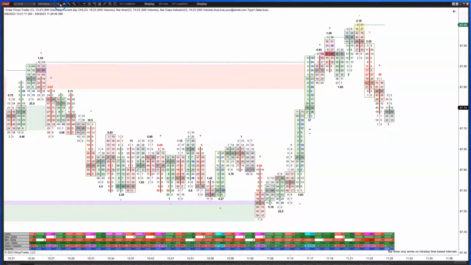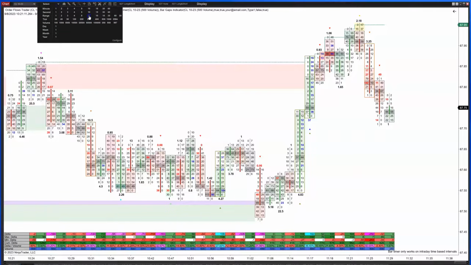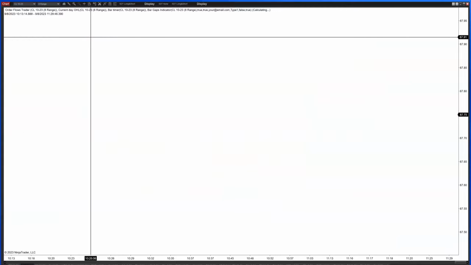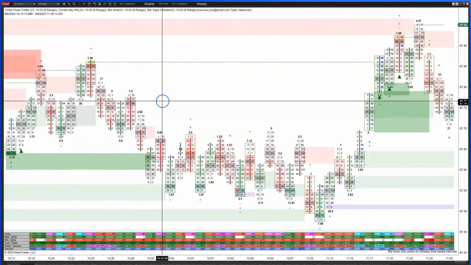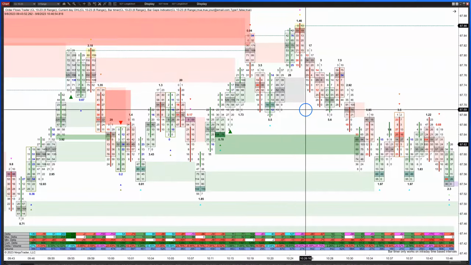Now, range-based charts. Usually, I'll start on markets that have decent movements, like currencies, crude oil, S&Ps, with an 8 range chart. Markets that have a little bit more volatility, I would use something a bit higher. Like if I was trading YM, I'd probably use a 10 range, or MNQ or NQ, I'd probably go to a 15 range.